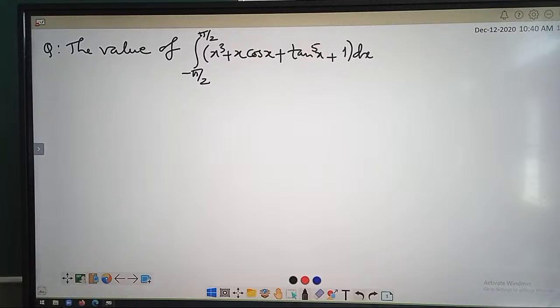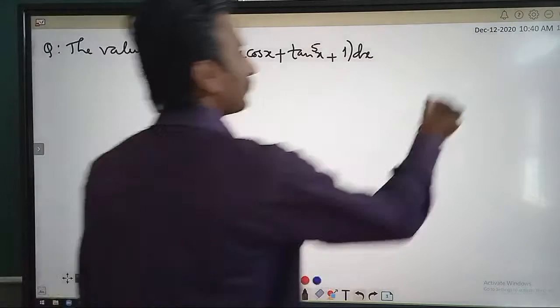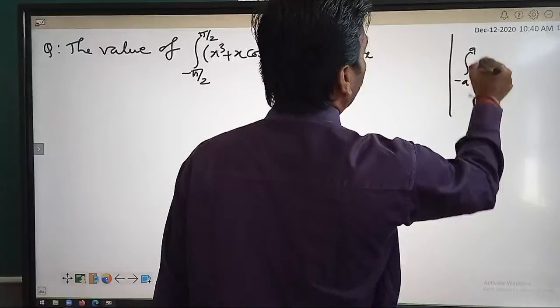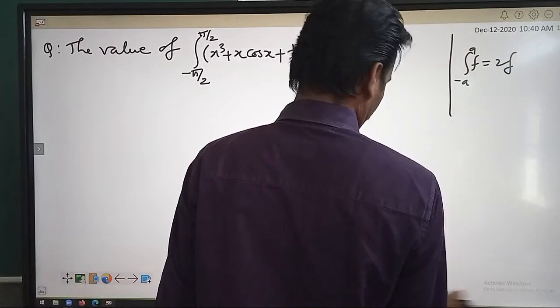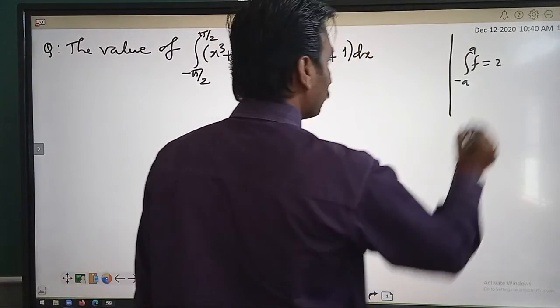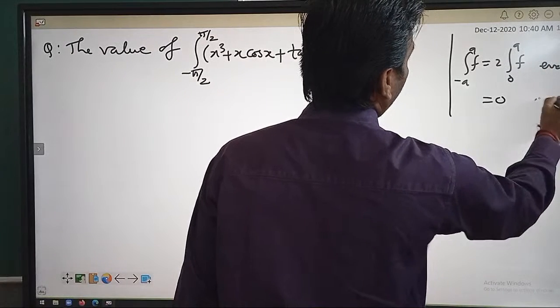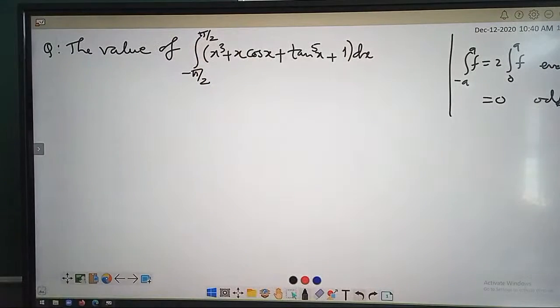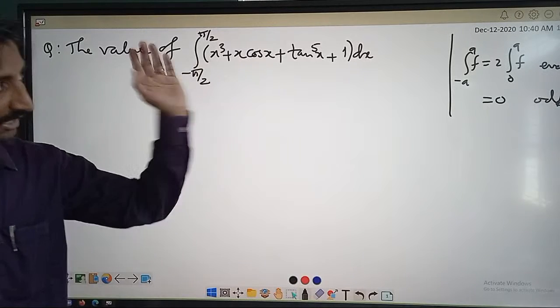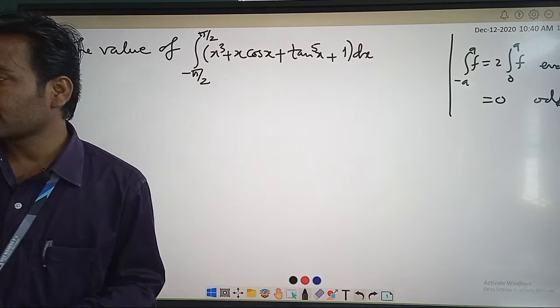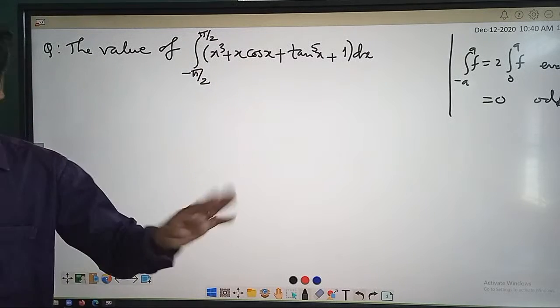See, whenever you have minus a to a form integrals given, first in your mind you will think about even and odd. Remember, minus a to a, you know very well, is 2 times 0 to a for even, and it is 0 for odd. Minus a to a f of x dx is always 2 times 0 to a f of x dx if the function is even, and it is 0 for the odd functions.